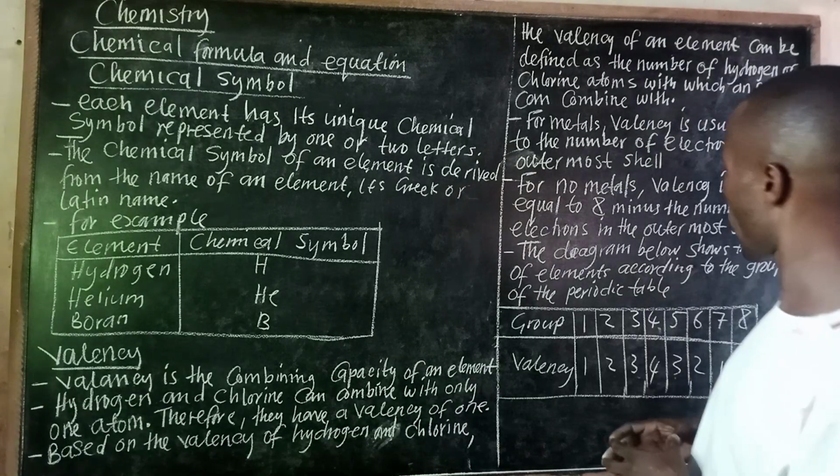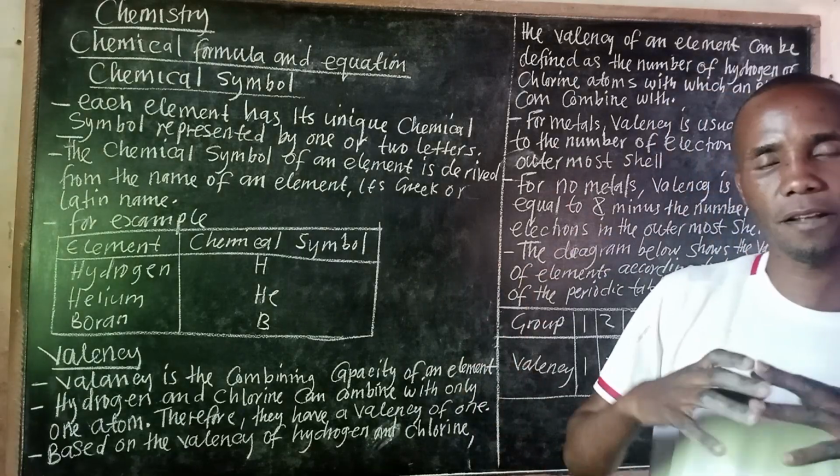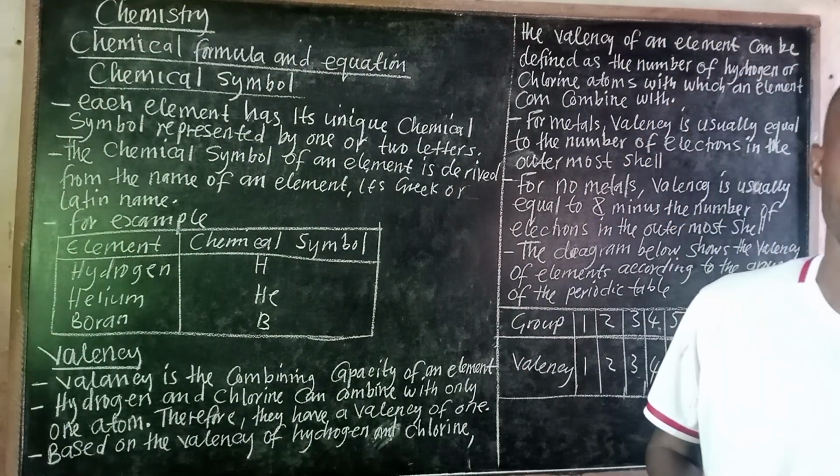It's very important to understand how to find the valence, because the same valence, or electrons found in the outermost shell, actually help us in the next lesson.